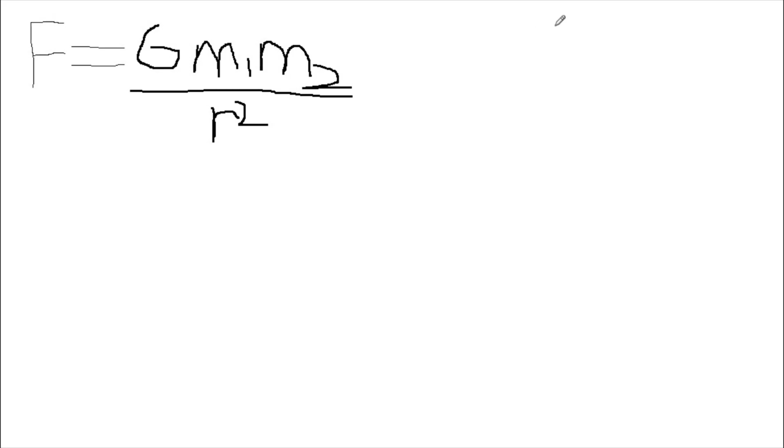And then there's the second equation, which is the force acting upon an object near the surface of the Earth is equivalent to the mass of that object multiplied by the acceleration of gravity. So let's start over here. What is this? It looks really weird.